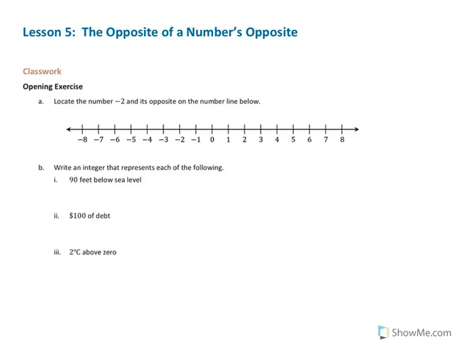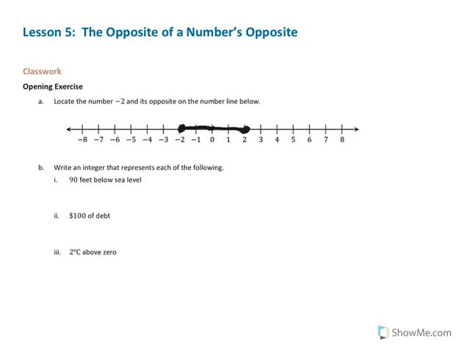Okay, so our open exercise asks us some review questions that everyone should know. The first one is: locate the number -2 and its opposite on the number line. You can't obviously find it on the number line, but you can answer what is the opposite. So -2 is here. What is the opposite of -2? Correct, it is the same distance from 0 on the opposite side. So 2 is right here.